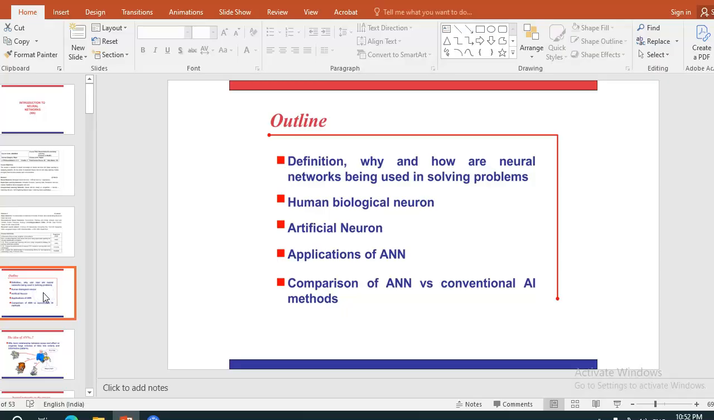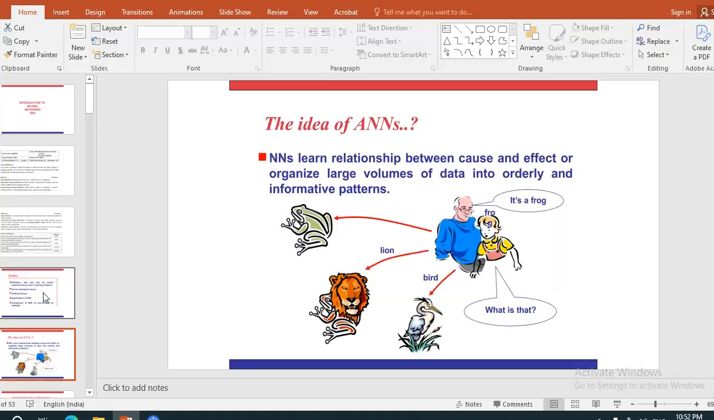So today in class we will discuss biological neural networks and artificial neural networks. First, the definition: what are biological neural networks and what are artificial neural networks. See this diagram. A grandfather is teaching a grandchild about learning new things. So what is a neural network?